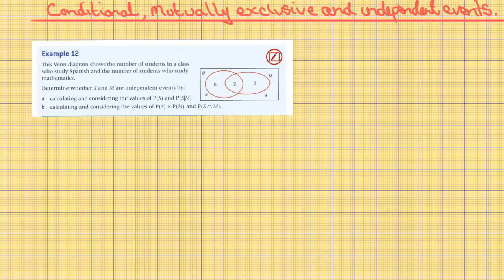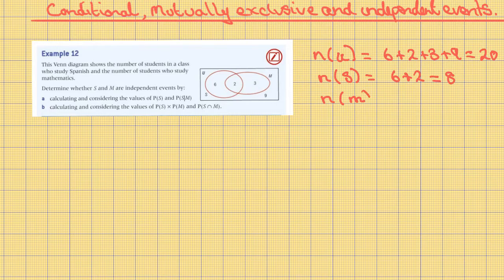of S and M. The number in the universal set is equal to 6 plus 2 plus 3 plus 9, which equals 20. The number who take Spanish is equal to 6 plus 2, which is equal to 8. The number who take mathematics is equal to 2 plus 3, which is equal to 5.